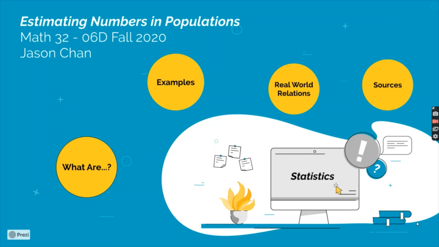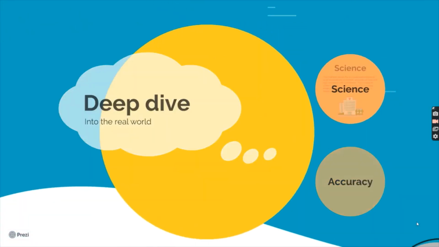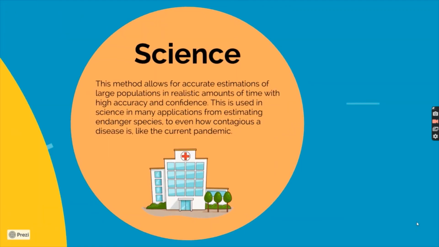And so this is actually very useful in real world situations, especially in the world of science. In the world of science, it actually allows for an accurate estimation of large populations in a very realistic amount of time with high accuracy and confidence. And so we often see this in estimating endangered species, especially since they're so hard to catch. This is a very good method to predict with high confidence the amount of endangered species in a given area.